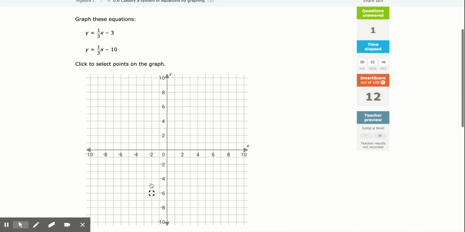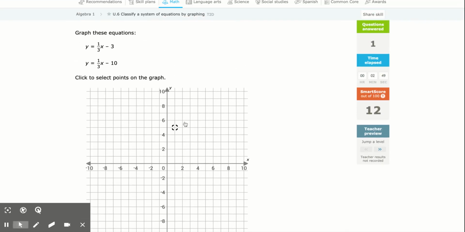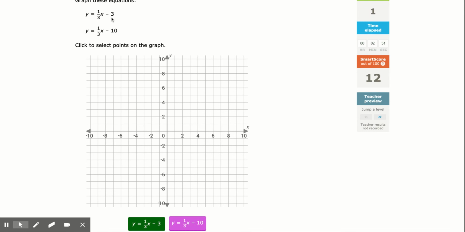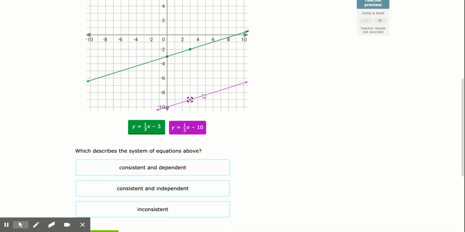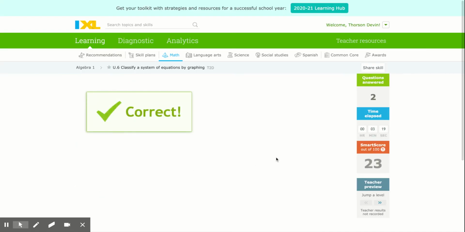Okay, so now as we move on, again, just very quickly, all you're going to do is quickly graph them and go, okay, the green one, the top equation, has a y-intercept of -3 and a slope of 1/3. The purple line, or the bottom equation, has a y-intercept of -10 and a slope of 1/3 as well, which means it's definitely not dependent, because that would mean it's the same line. It's independent. But it also has the exact same slope, which means it never crosses. If it never crosses, it's inconsistent. So that would be inconsistent.